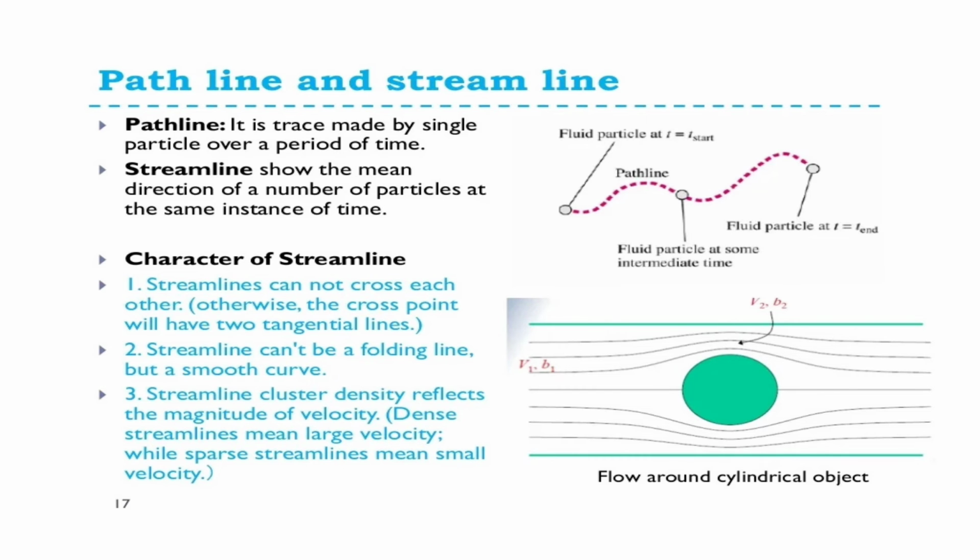Characteristics of streamlines. Streamlines cannot cross each other, otherwise the cross point will have two tangential lines. Streamlines cannot be folding lines but smooth curves. Streamline cluster density reflects the magnitude of velocity. Dense streamlines mean large velocity, while sparse streamlines mean small velocity.